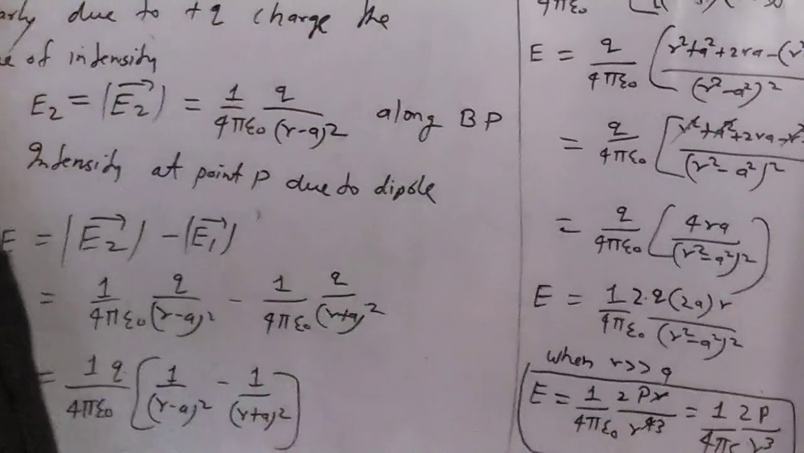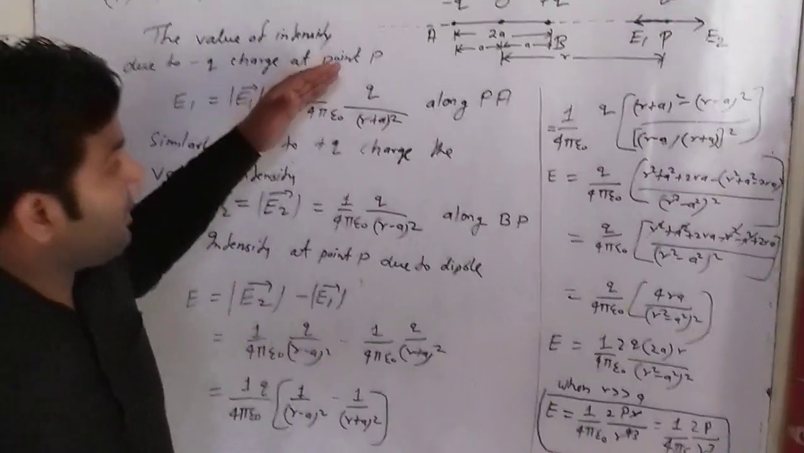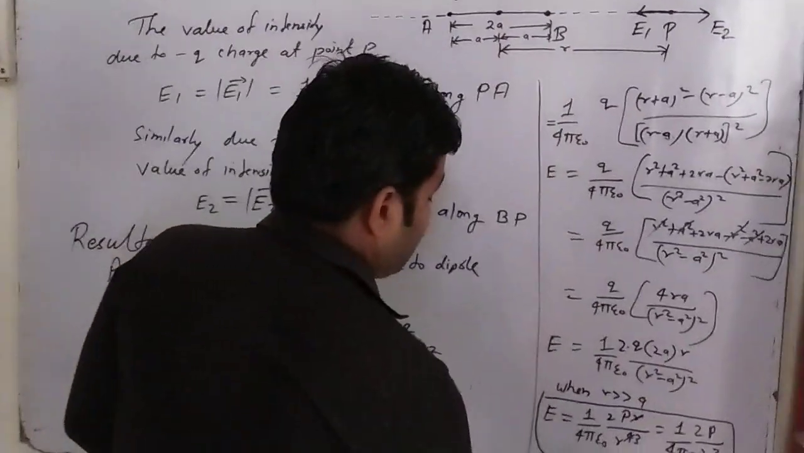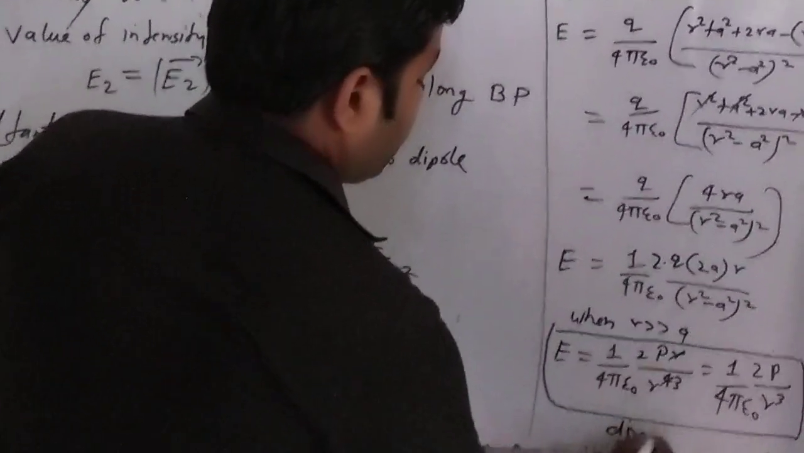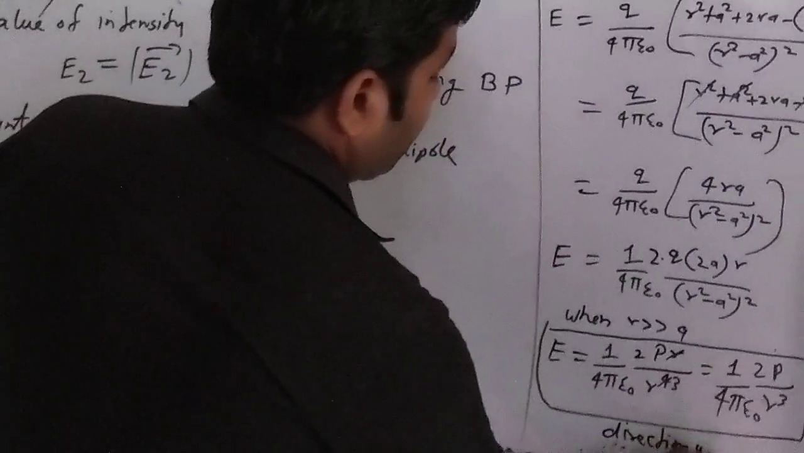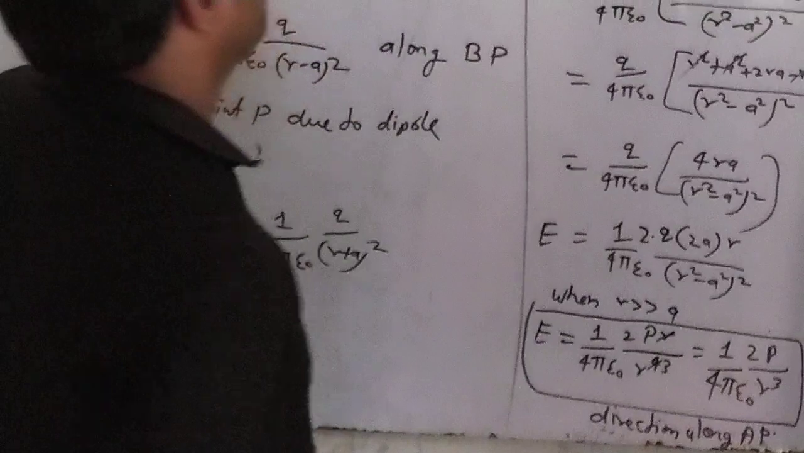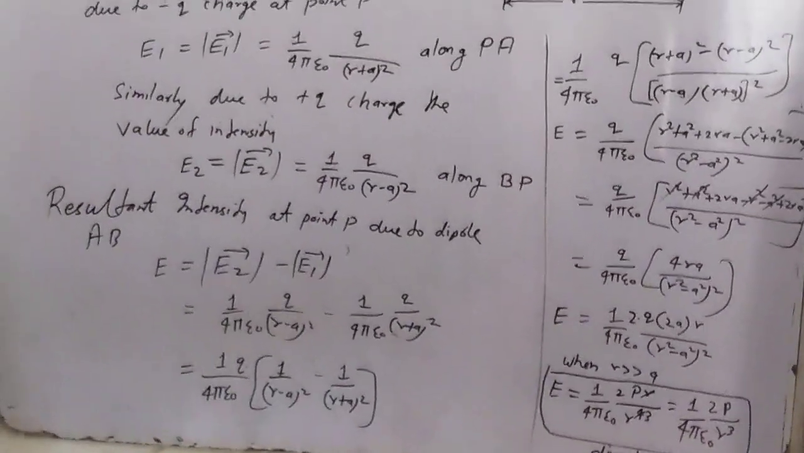The direction of this electric field intensity is along the AP direction. Very easy derivation. Let's see again.